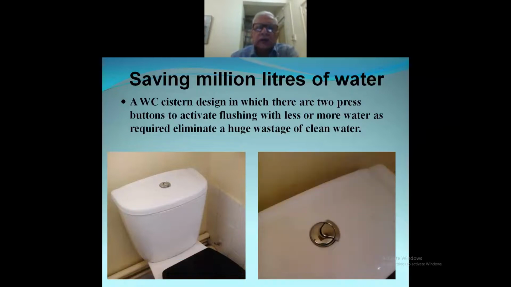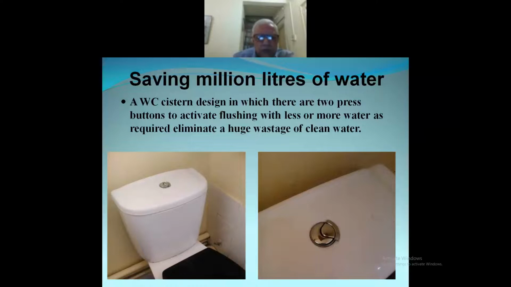The cistern has 2 buttons, a small one and a big one. The small one can be pressed for a smaller amount of water, and the big one for more water. And one can very well see the utility of this, saving maybe millions of liters of water.